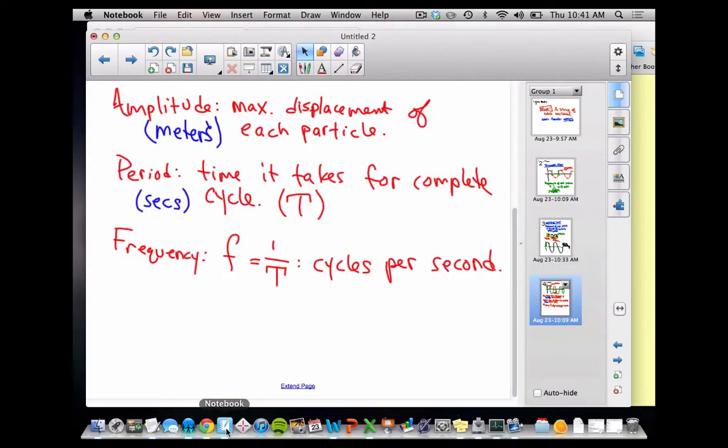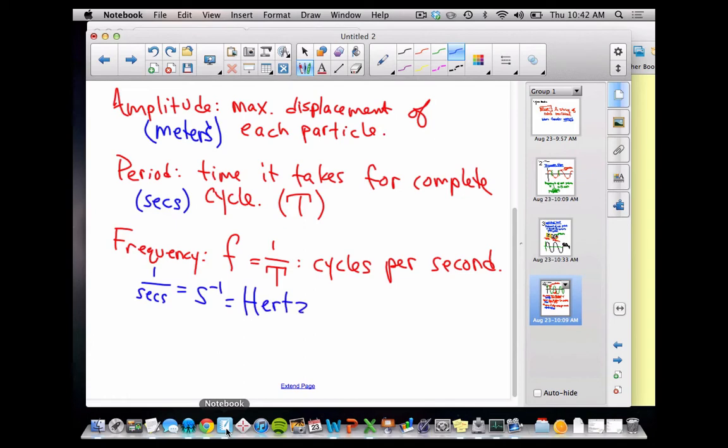So it's not actually measured in seconds because it's cycles per second, so the units for frequency are 1 over seconds, which is the same thing as writing an inverse second, or seconds to the -1, and there's a special label for that, which we call hertz, or Hz. So to say that a wave has 50 hertz, or a frequency of 50 hertz, means that it is going through 50 cycles per second, 50 waves per second. That's frequency.